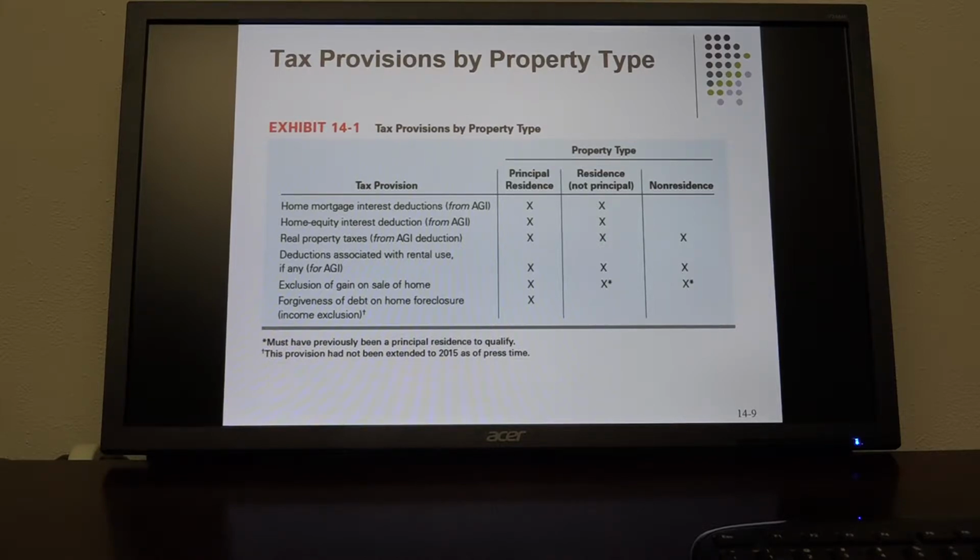So this inquiry is not without some reasoning. There's a reason why you have to go through this inquiry of whether or not this thing is a dwelling unit, and if it's a dwelling unit, whether or not it's a residence, and then if it's a residence, whether or not it's a principal residence or a non-principal residence or a non-residence.